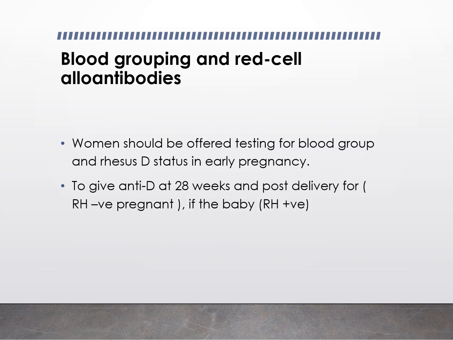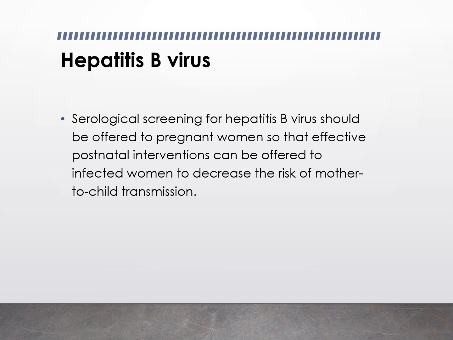Blood grouping and red cell antibodies. Women should be offered testing for blood group and rhesus D status in early pregnancy, and to give anti-D at 28 weeks and post-delivery for Rh negative pregnant women if the baby is Rh positive.